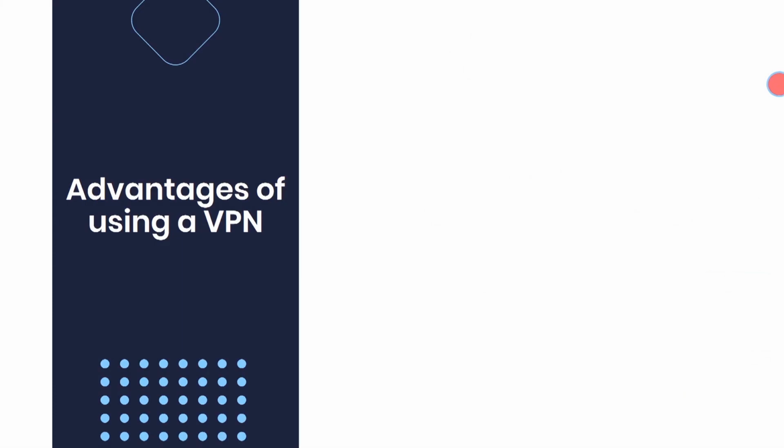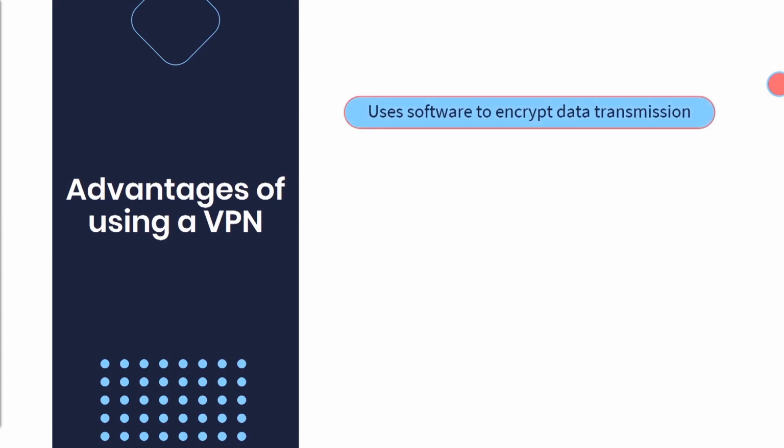With all that being said, there are some advantages of using a VPN, and let's have a look at some of them. The first one is that you use software to encrypt the data over a public network, and this is quite important, and this is why it's so inexpensive, because you don't have to invest in all the expensive infrastructure and hardware that comes along with a private network.